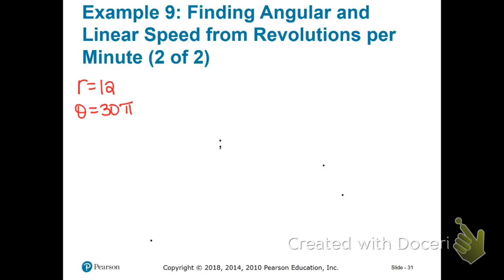All right, so find the angular speed and the linear speed. Well, angular speed is the omega. Let me label this. Omega equals theta over t. And so my theta was 30 pi. My time is 1 because it's per minute, revolutions per minute, which means that it's going to be 30 pi, and its label will be radians per minute.